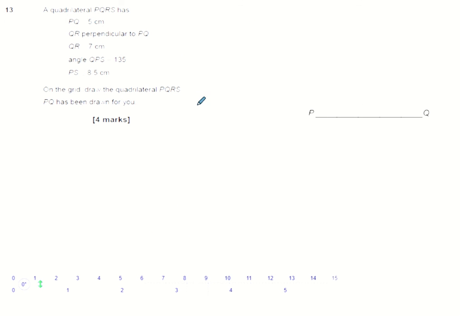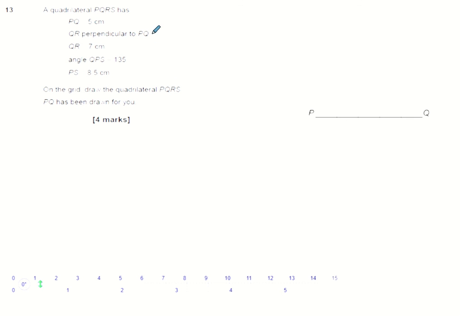Question 13. A quadrilateral PQRS has PQ equals 5 centimeters, which is already drawn on the diagram. QR is perpendicular to PQ. QR is equal to 7 centimeters. Angle QPS is equal to 135 degrees. PS is equal to 8.5 centimeters. And on the grid, we have to draw the quadrilateral PQRS, and PQ has been drawn for us.